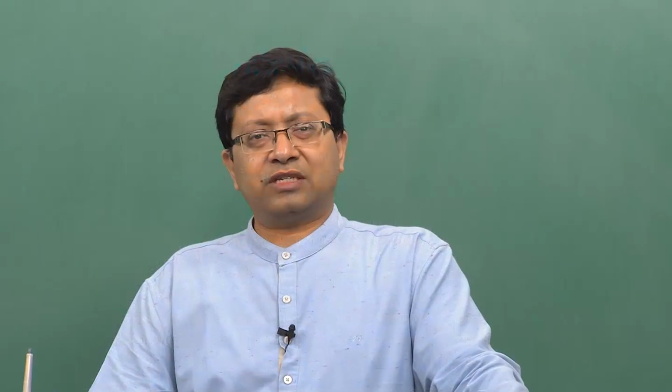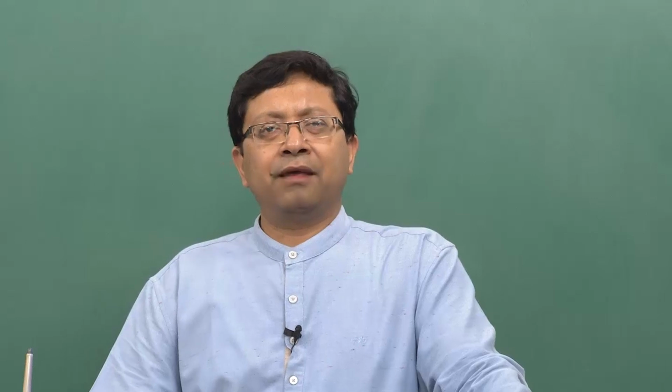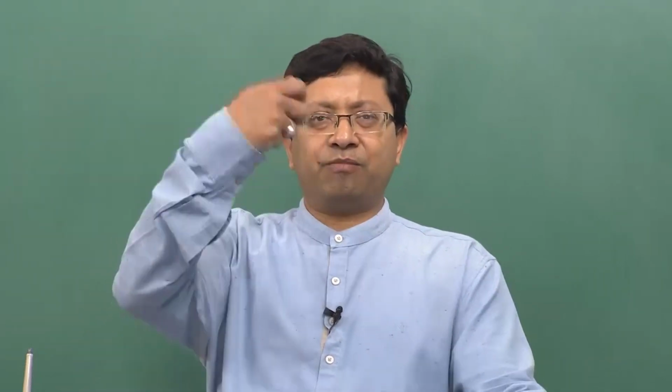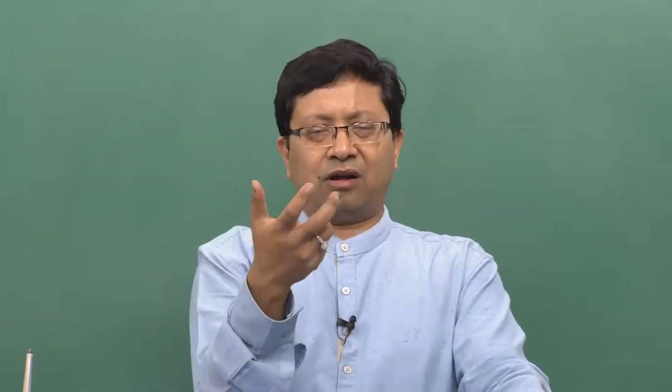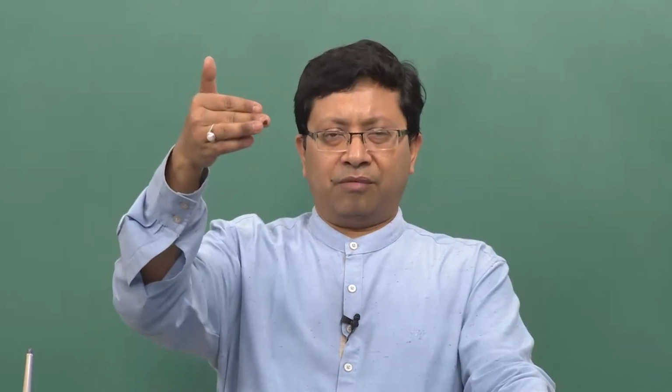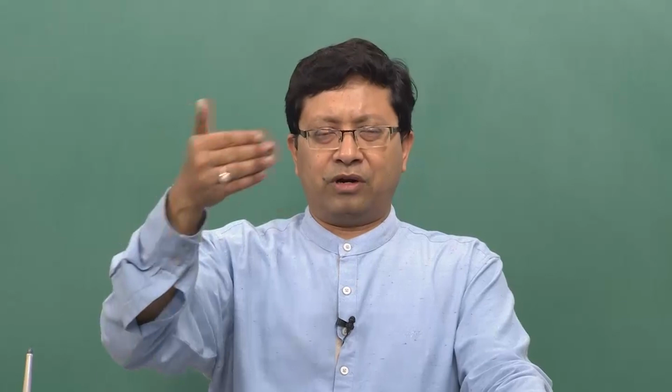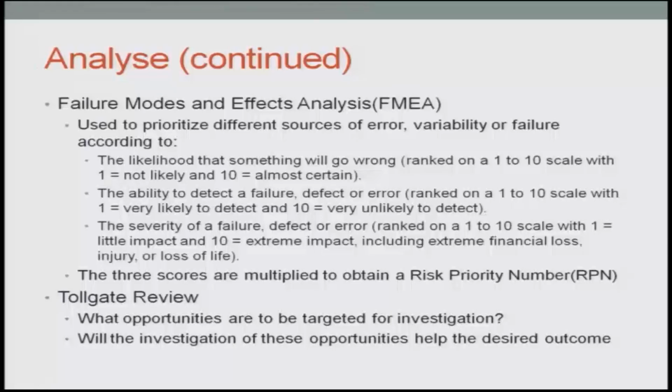So, this 1 to 10 scale which I am mentioning basically gives you a level of importance to that metric which you are going to study, and how it can be categorized from the very good to the very bad, or very problematic, for the ones which are not at all that problematic. The 3 scores are multiplied to obtain a risk priority number.